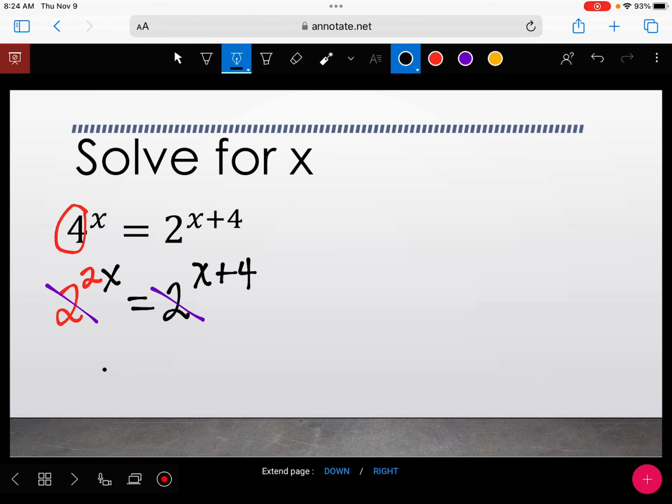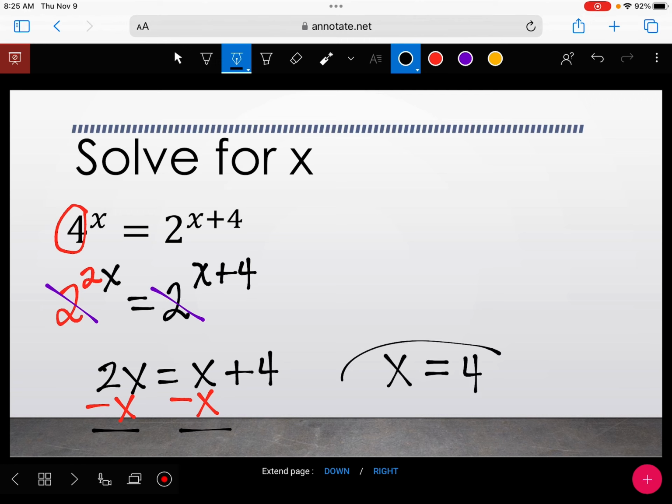So we have 2x equals x plus 4. Subtract the x from both sides. And we get x equals 4. Pretty basic equation.